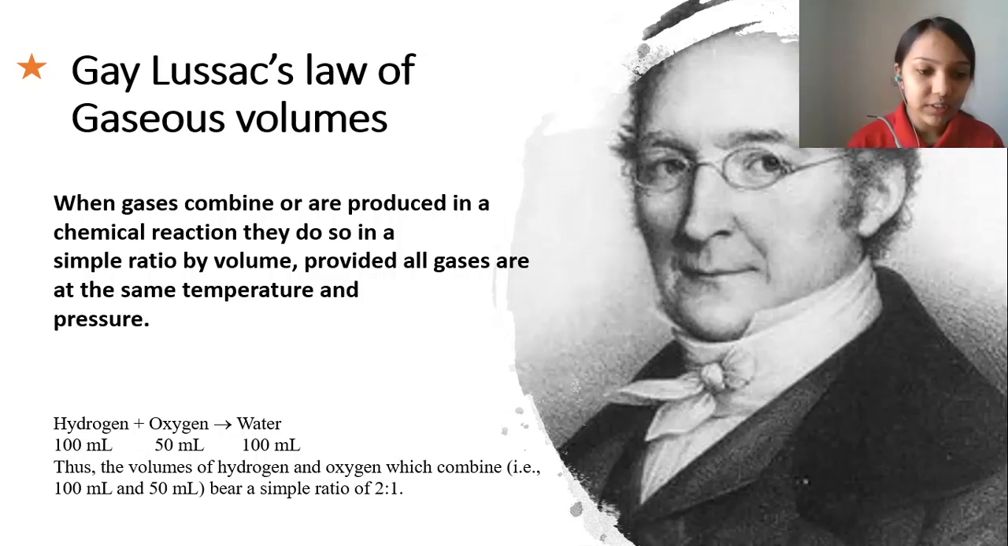So hydrogen is taken to be 100 ml and oxygen is taken as 50 ml to form water, that is 100 ml. Thus the volumes of hydrogen and oxygen that combine, that is H2 and O2, so hydrogen should be twice the volume of the oxygen, right? That is what is followed here.